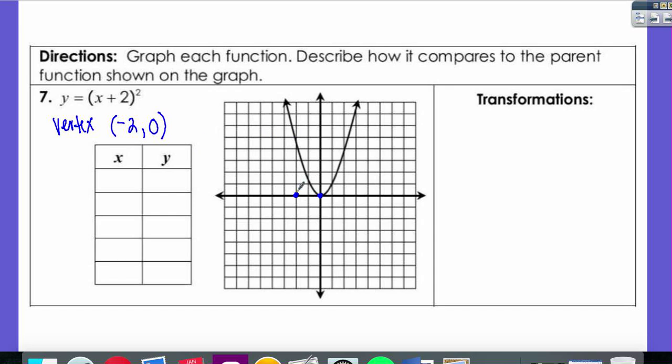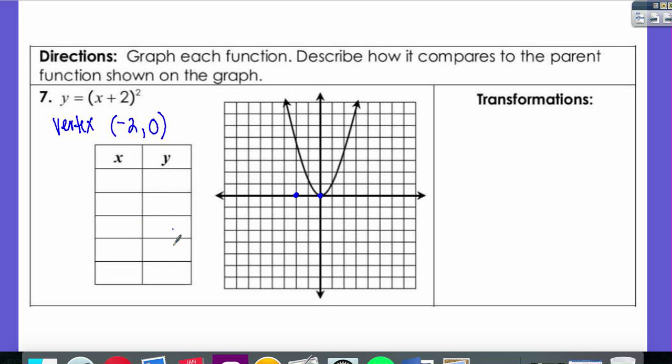I can fill this in in a second, but I just want you to see that without even plotting the points, we can see how the graph is going to change, mostly because I don't have a number out front making any differences. Right now, all that's changed is the vertex. So I can see that this shifted left 2, and it did not go up or down.